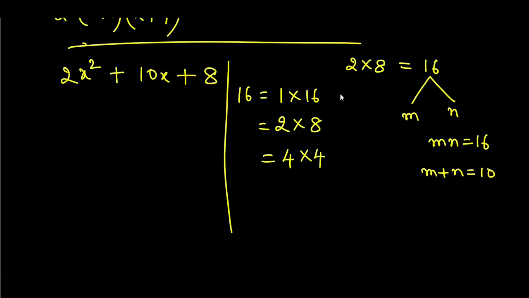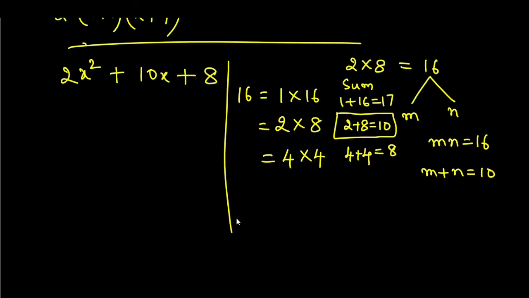Now let us find the sum of the factors. Here 1 plus 16 is 17. So this is not the right choice. 2 plus 8 is 10. We want 10 here. So this is the right choice. Let us check the other one. 4 plus 4. This is 8. So this is also not the right one. 2 and 8 are the correct factors satisfying these two conditions.